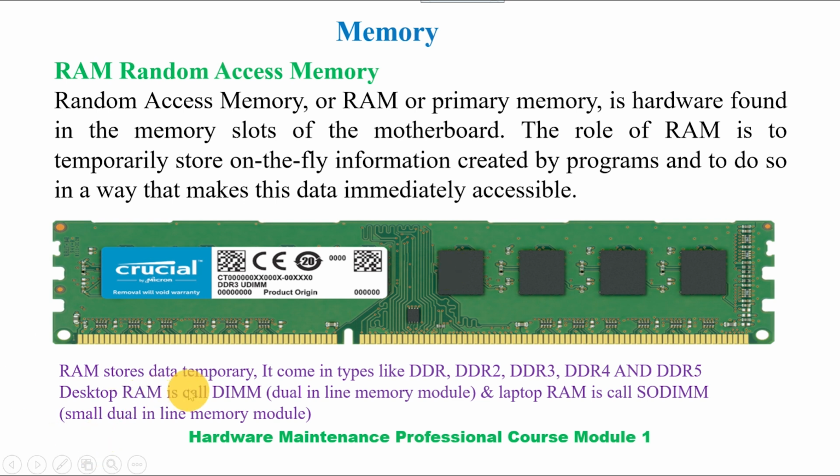So RAM stores data temporarily. It comes in types like DDR, DDR2, DDR3, DDR4, and DDR5. Desktop RAM is called DIMM, which stands for Dual Inline Memory Module, and laptop RAM is called SODIMM, which stands for Small Outline Dual Inline Memory Module.